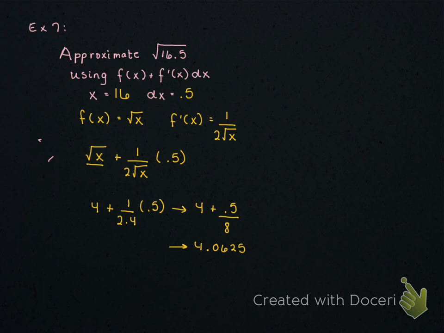Now, Newton's method would be more accurate. However, let's check this on our calculator. The square root of 16.5 is 4.062019202. However, we didn't do a bad job there, okay? So using f of x plus f prime x dx does get us a very, very close value for the square root of 16.5. Newton's method would be better. We could get it more accurate. However, this works too.